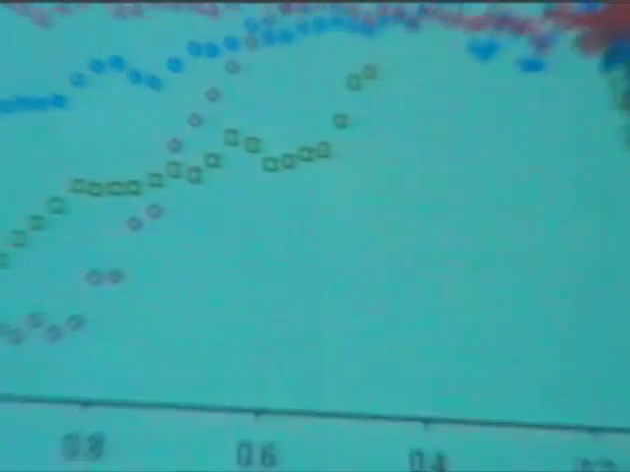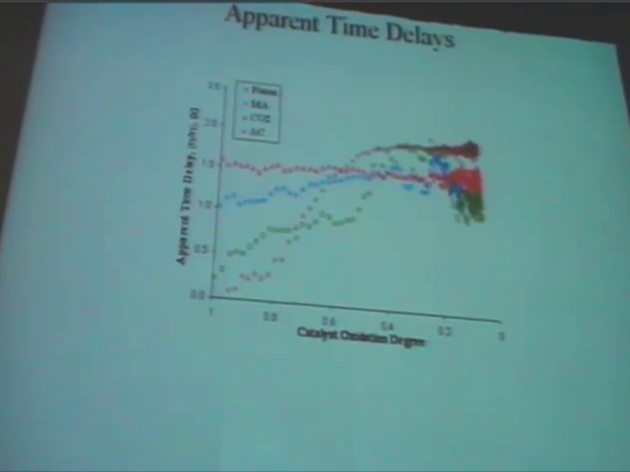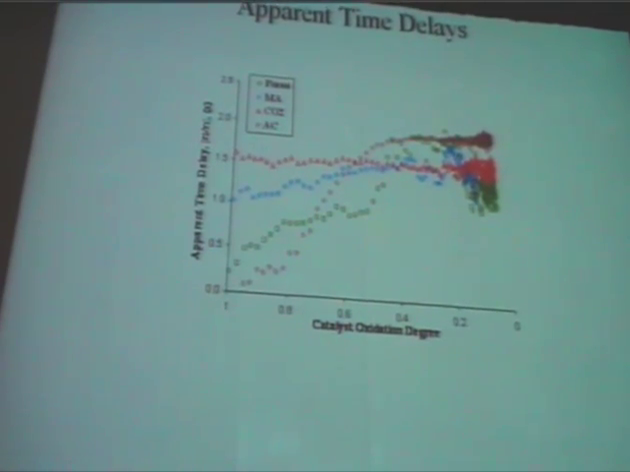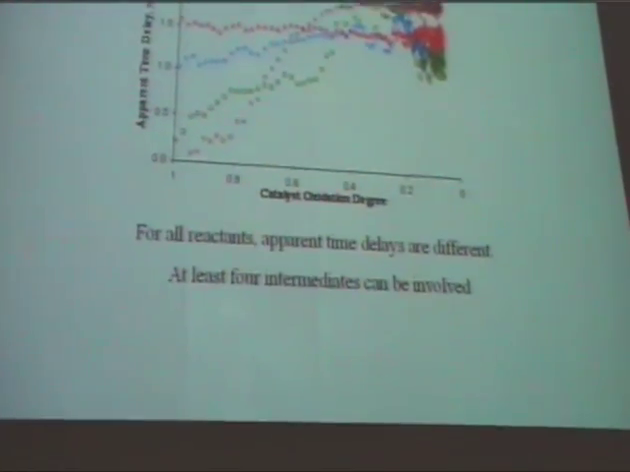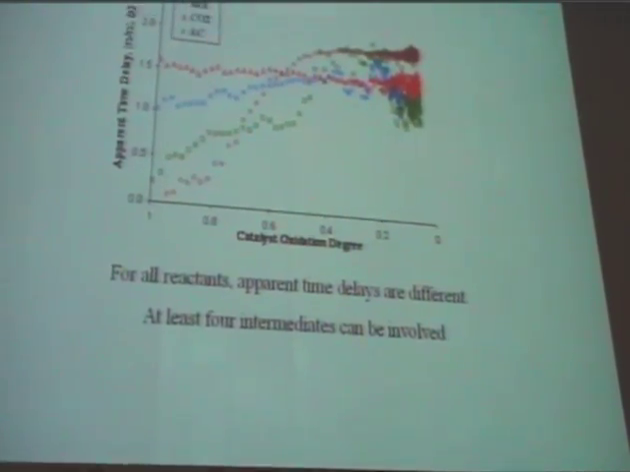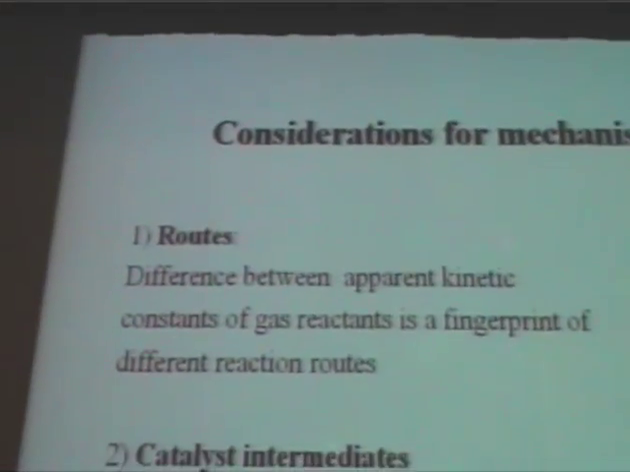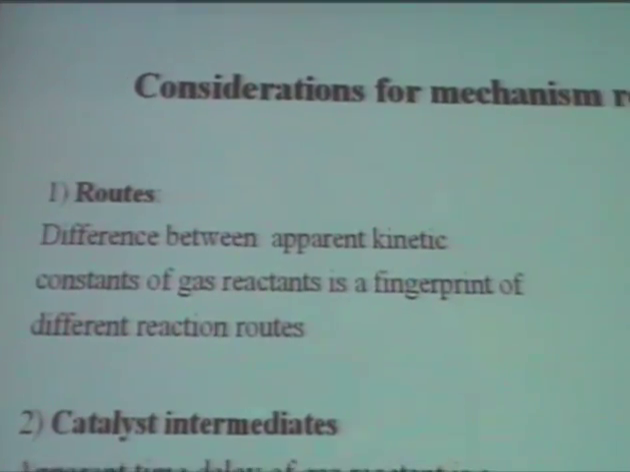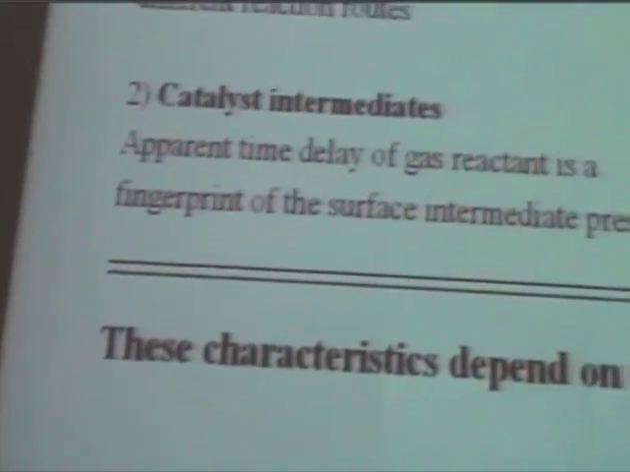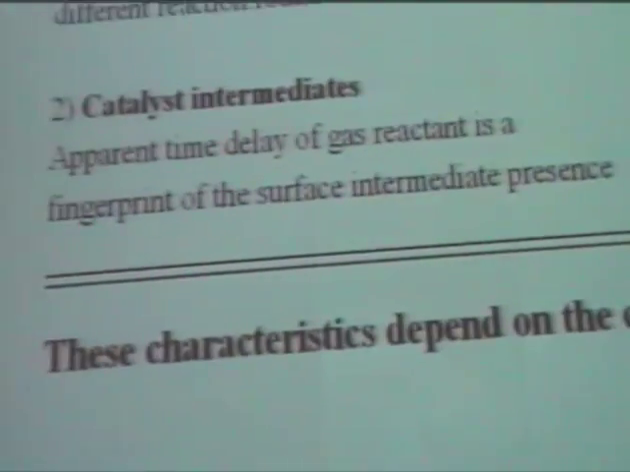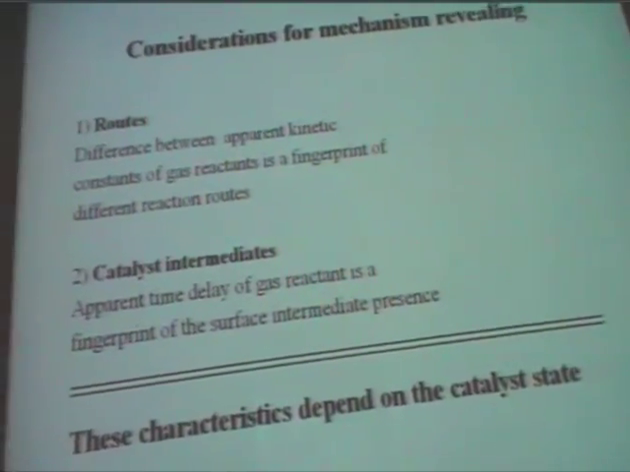We always have an intermediate. After that, we can say for every route, I told you about different routes, every route is characterized by a specific intermediate, and then we can say for all reactants the apparent time is different, at least for the intermediate involved, and then we express consideration for mechanism invariants. The rules: the difference between apparent kinetic constants is a fingerprint for different reaction routes, and the apparent time delay of gas reactant is a fingerprint of surface intermediate presence, and this characteristic depends on the catalyst state.